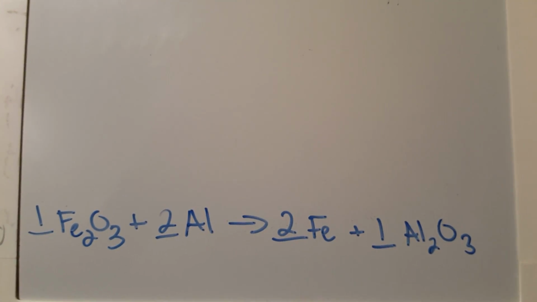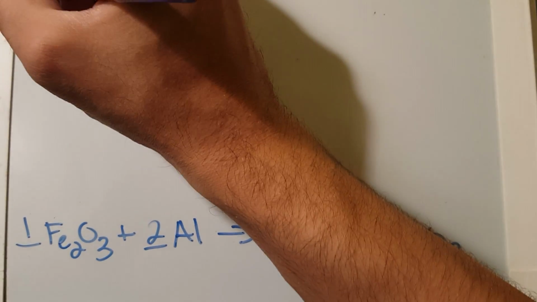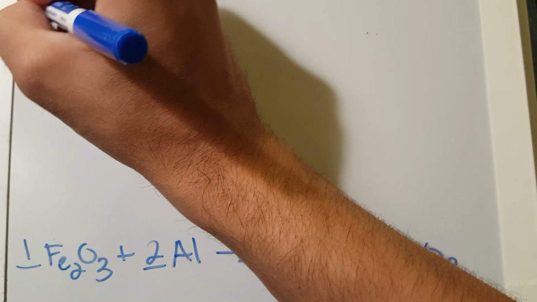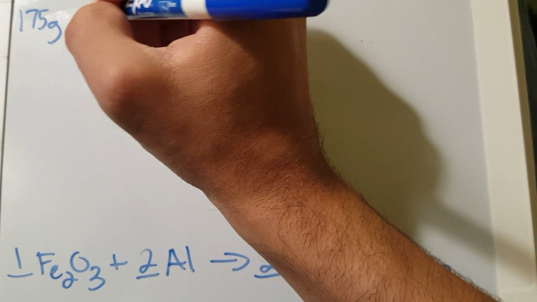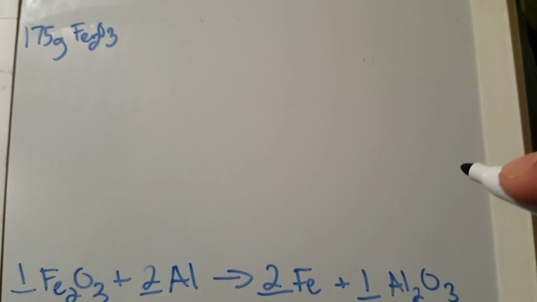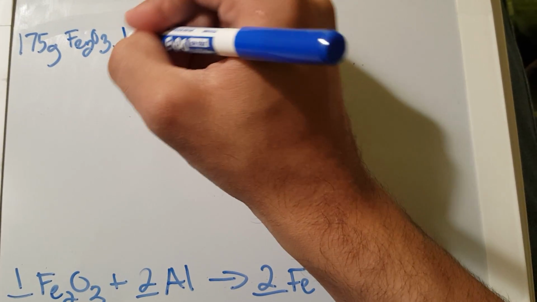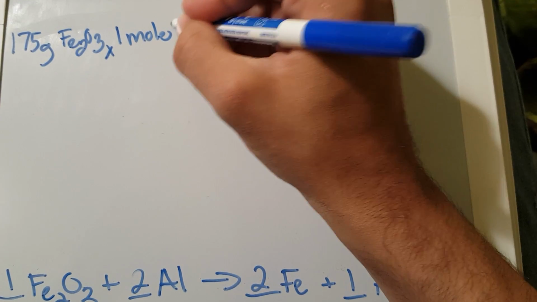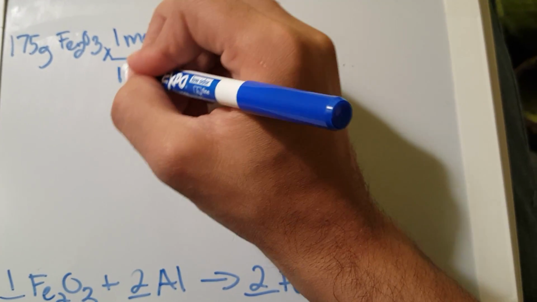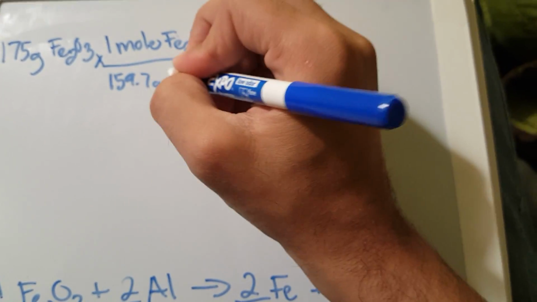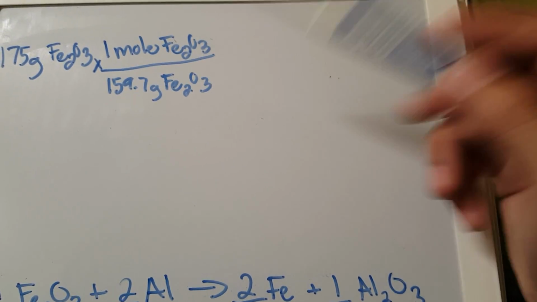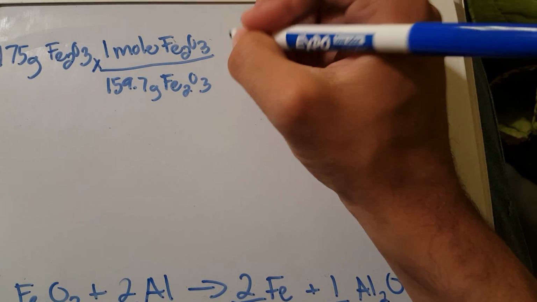Alright, as you can see at the very bottom, I have the balanced equation, since we're going to be using that throughout the video. For starters, we're going to start off with 175 grams of Fe2O3, and we're going to times that by 1 mole of Fe2O3 all over 159.7 grams of Fe2O3, which is the actual mass of all that combined.